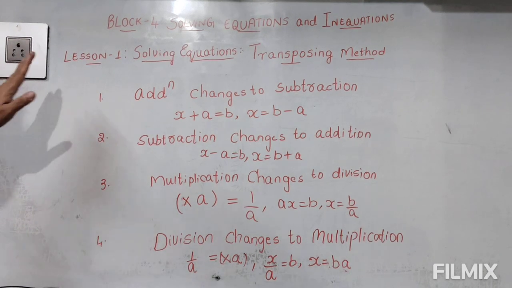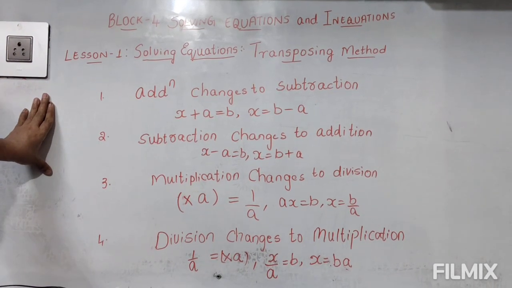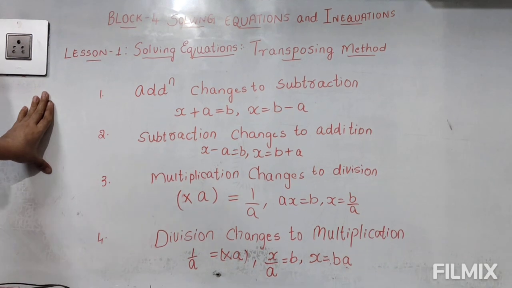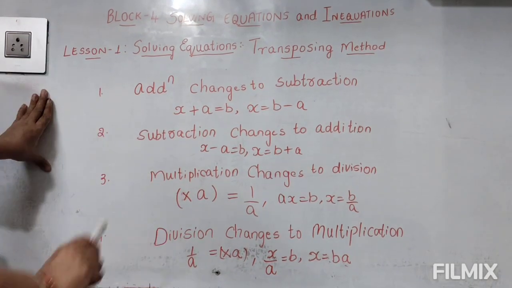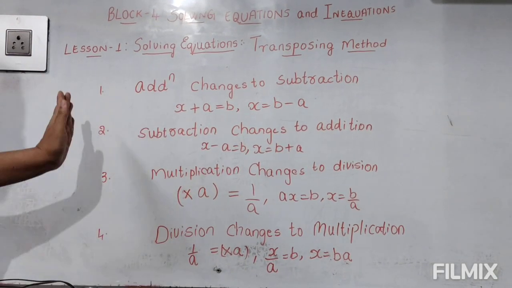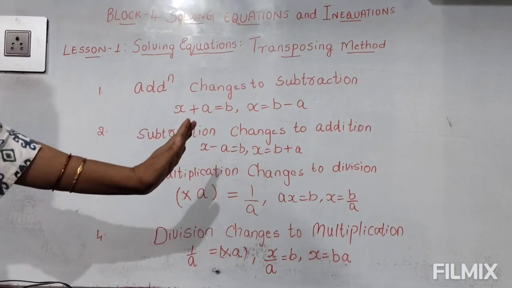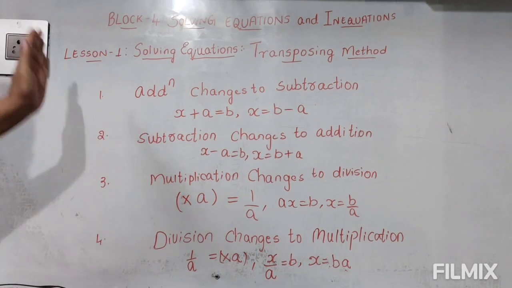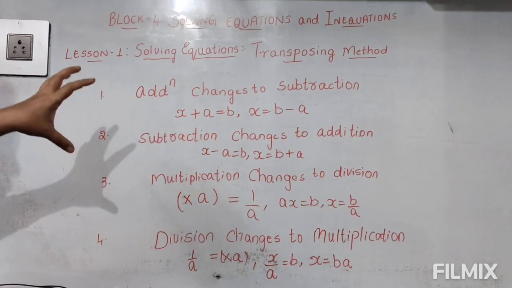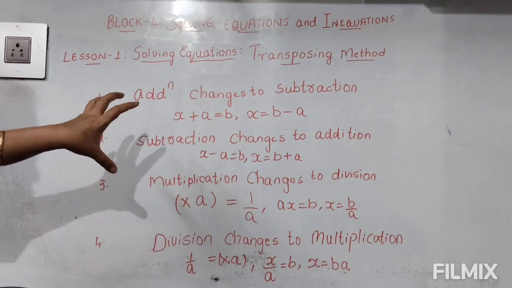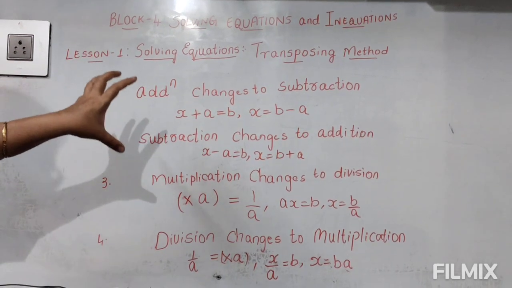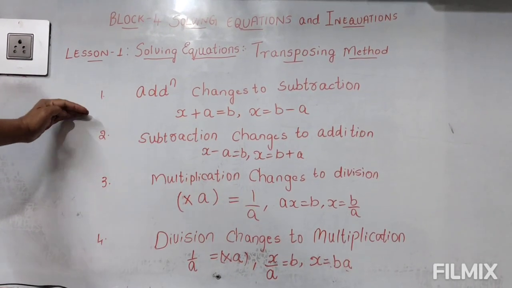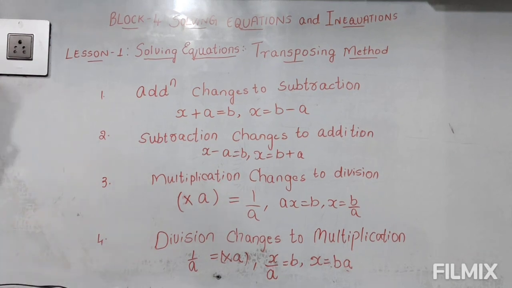Understood? This is called transposing, moving the terms from one side of the equation to the other side to isolate the variable or to find out the solution for that variable. This is called transposing. See, these are the 4 things you have to keep in mind.